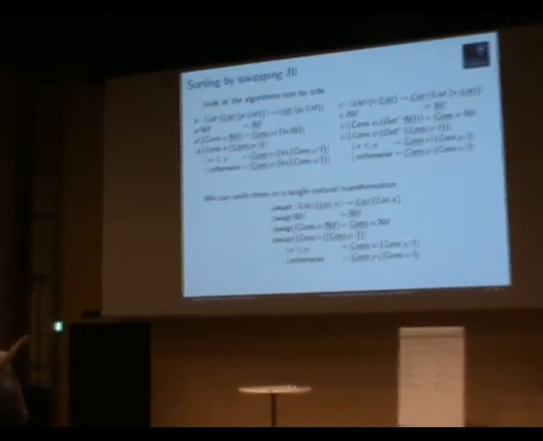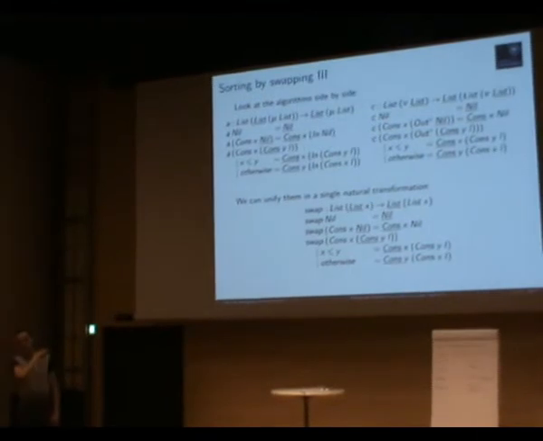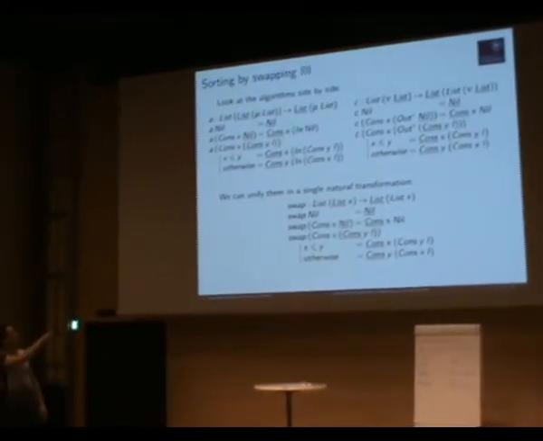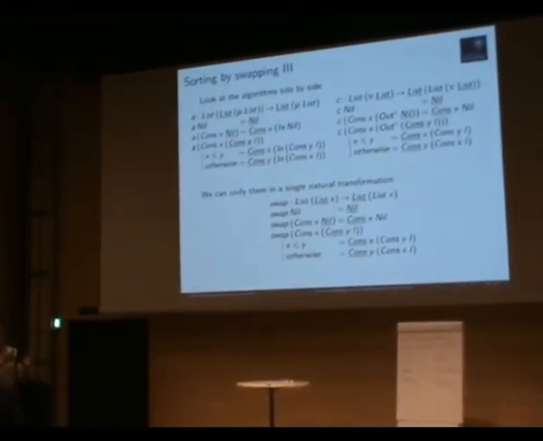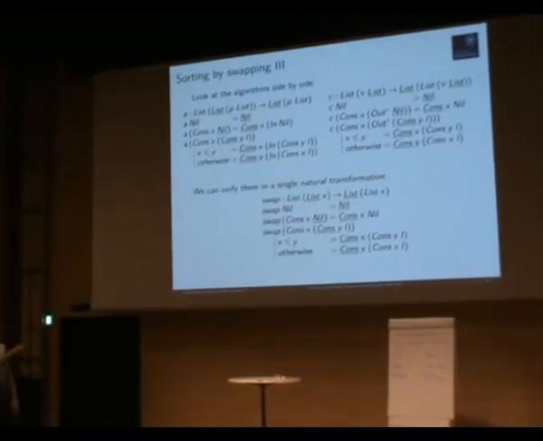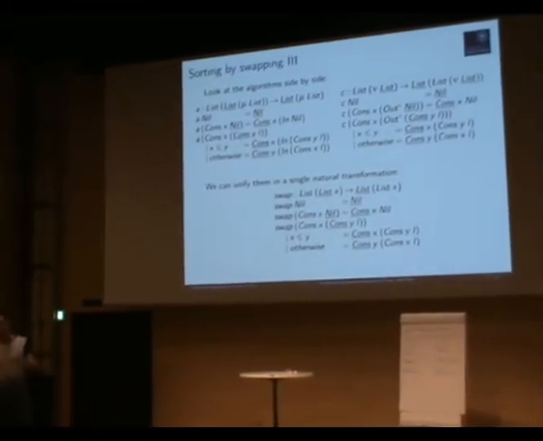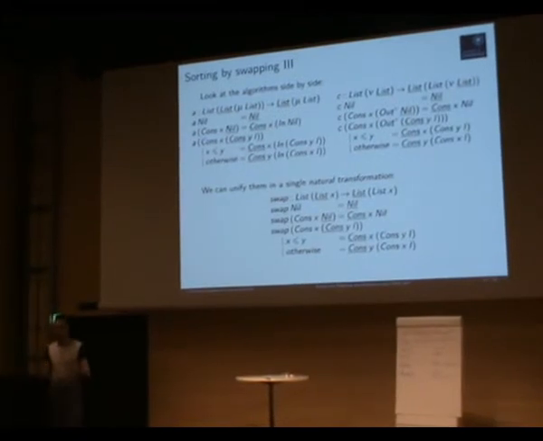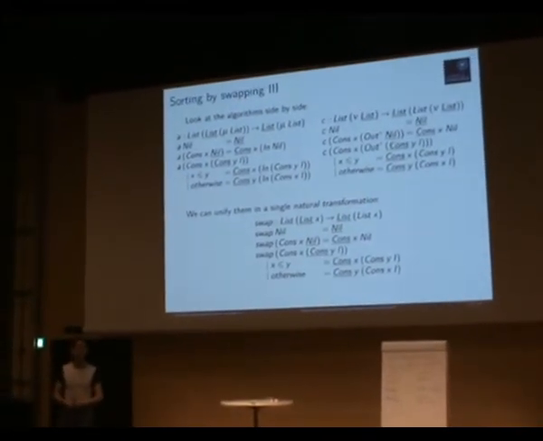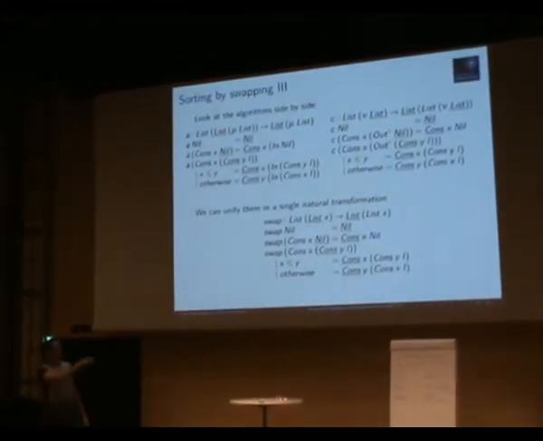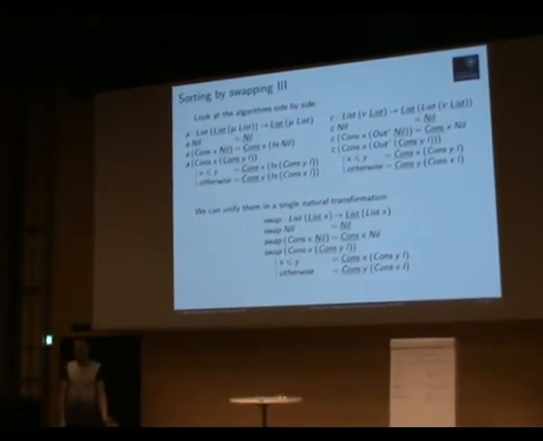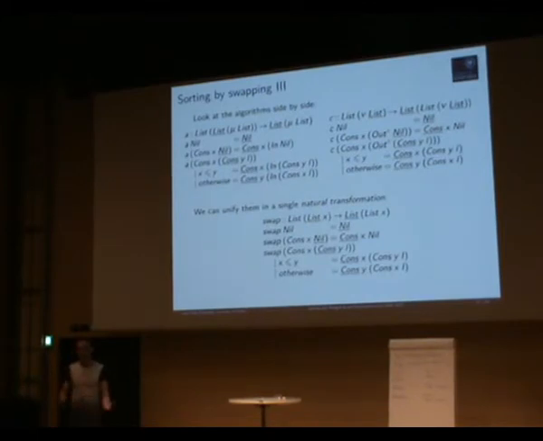Because we don't really depend on the fact that this is a fixed point of list here. We're never looking at anything more than two elements. So we can just go from list of x to list of x, flipping the sortedness around. And then we get a natural transformation that doesn't really depend on any ins and outs. We call it swap, because basically what it's doing is swapping two elements if they are not in the right order.